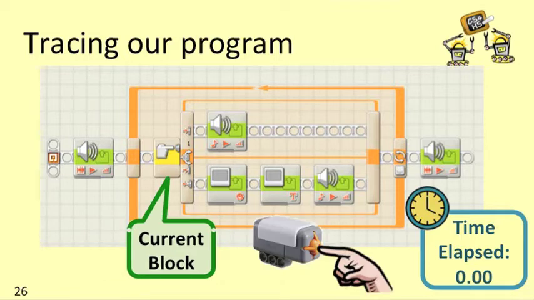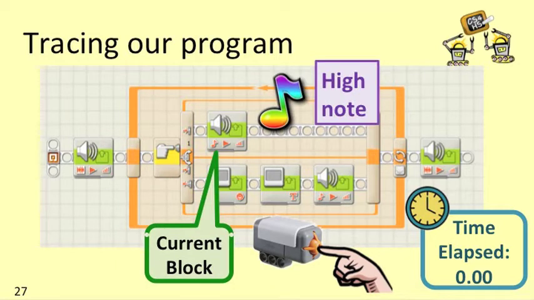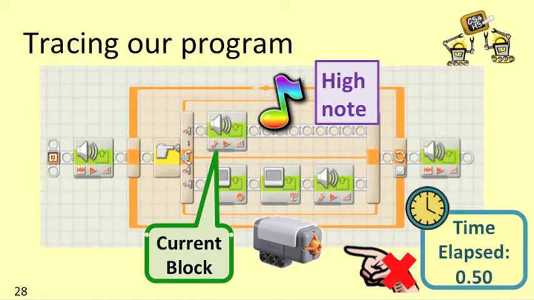Let's suppose that when we arrive at the switch, the button is pressed. So we take the top path and play the high note. Now, that high note is programmed to last for a full second. Suppose that after half a second, we take our finger off the button. The note's not going to change right now, right? Because we told it to play a high note for a full second, and it's not done yet.